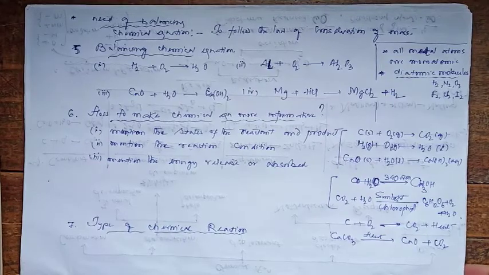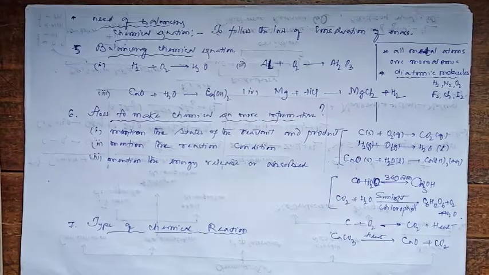So if a chemical equation is balanced, it means the mass before the reaction and the mass after the reaction remain the same. So the law of conservation of mass is followed.